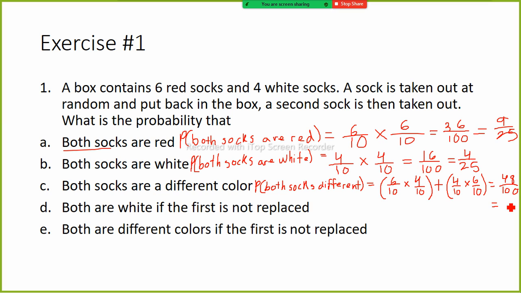12 over 25. Yes, 12 over 25. Very good. Okay, good. Okay, Deja, help me out with D then.